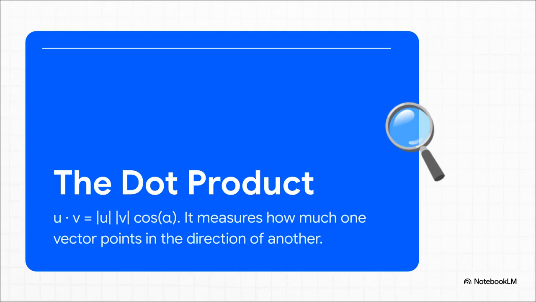So what does the dot product really tell us? Well, geometrically, it's all about alignment. It measures how much two vectors are pointing in the same direction. If you get a big positive number, they're on the same page.